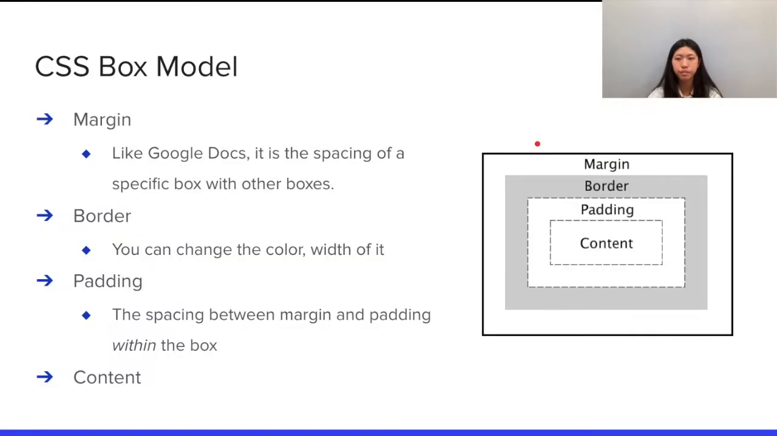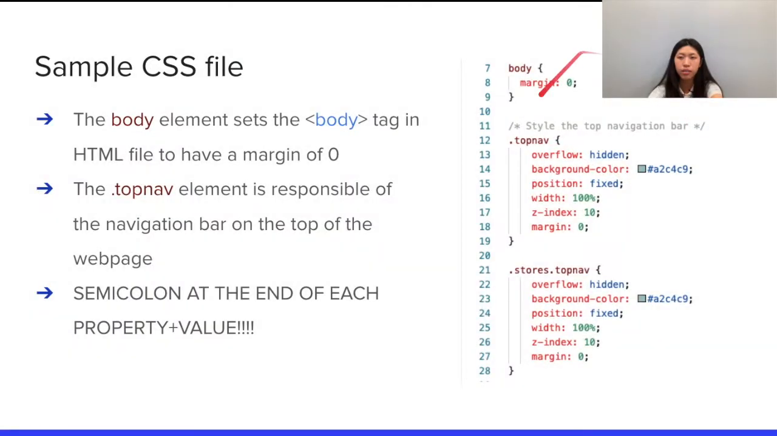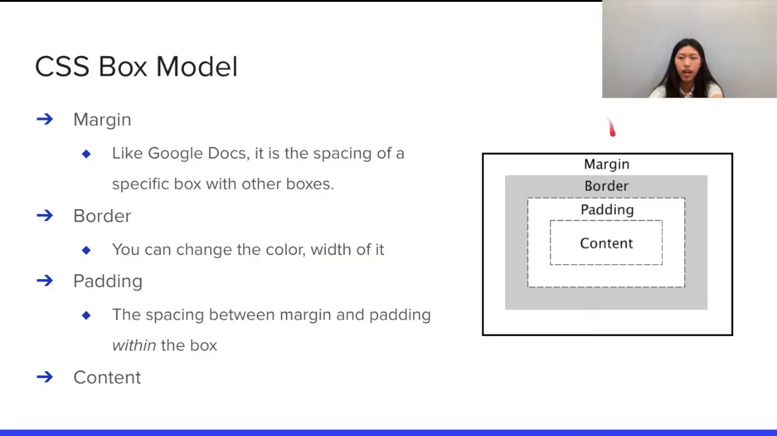And just a little bit more about CSS in general. This is a box model. So here we set the margin to 0. We're just saying that the body of the document should not have any margin, any spaces. And it's way easier to style with no margins. And margins, like in Google Docs, is the spacing of a specific box with other boxes.